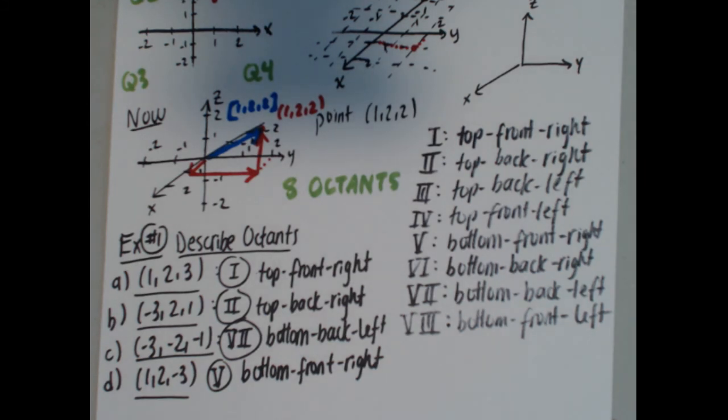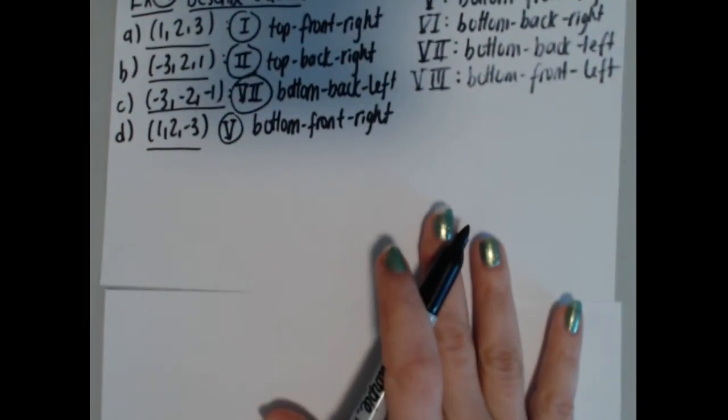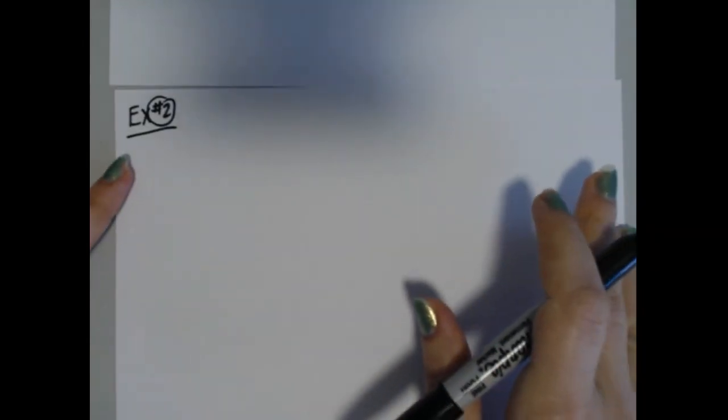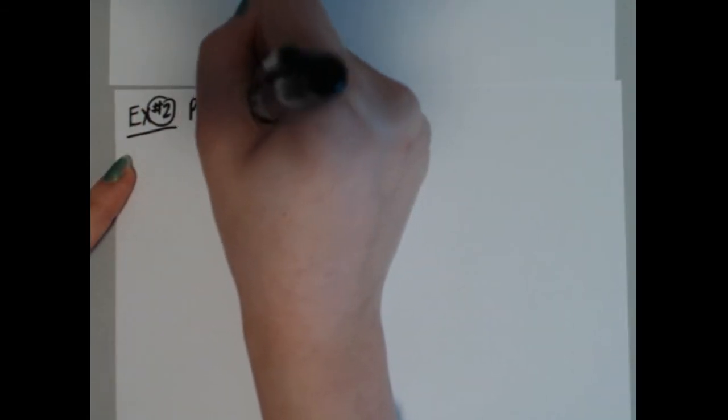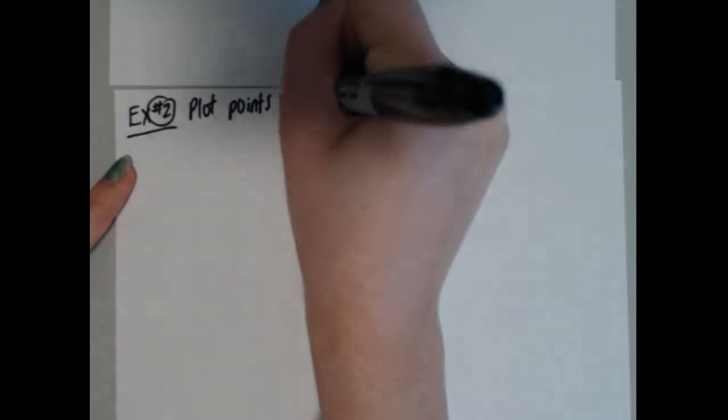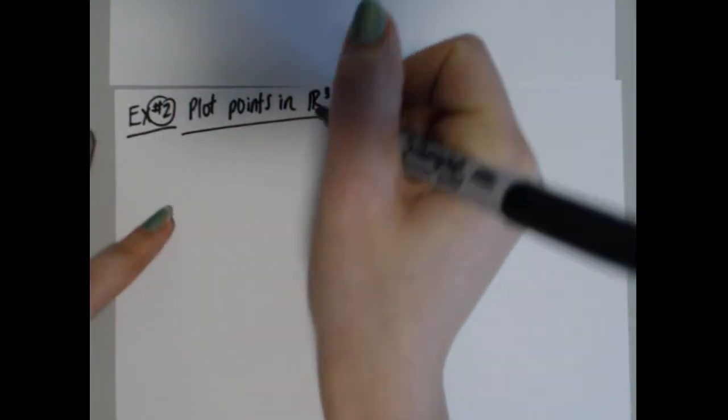Okay. So the next thing I want to do is plot some points in R3, in 3-dimensional space. So I'm actually going to move and use a separate piece of paper here because this is going to be a big picture. So let me move up here. All right. So example 2. I'm going to sketch one of these by hand to show you how to do it, and the other one I will show you using the computer simulation. Okay, so example 2, plot points in R3, 3-dimensional space.